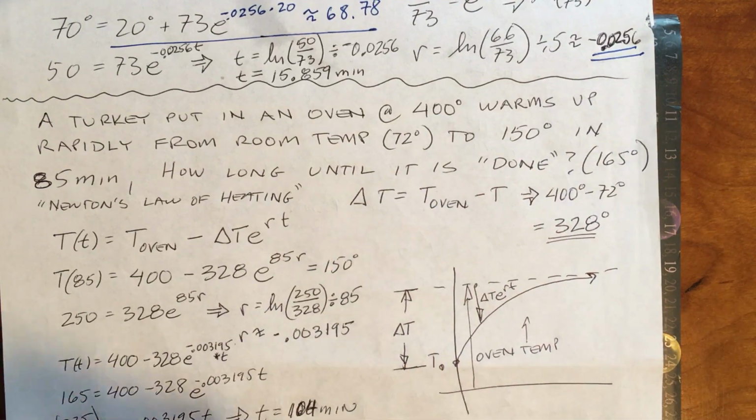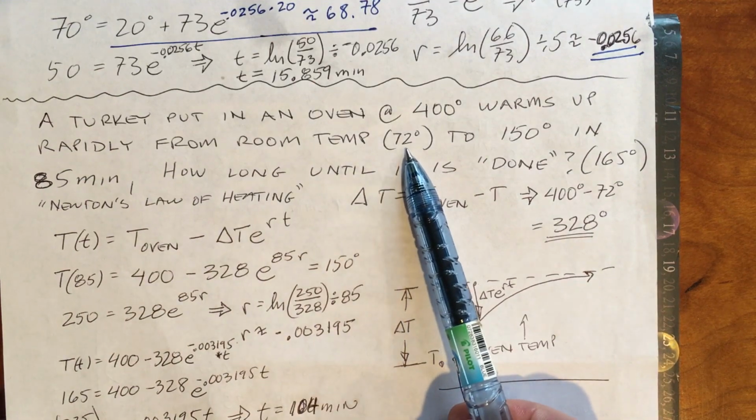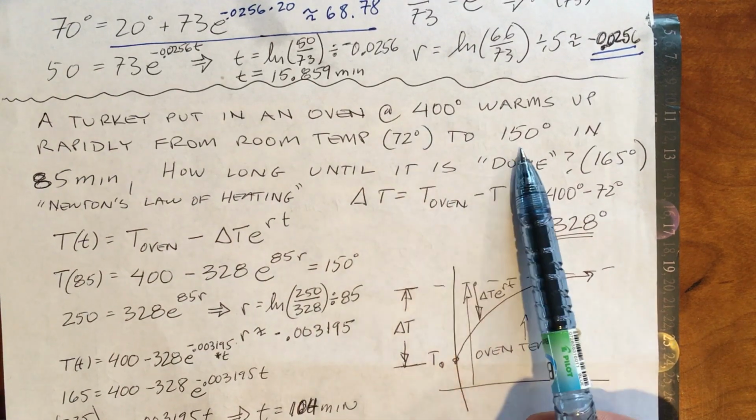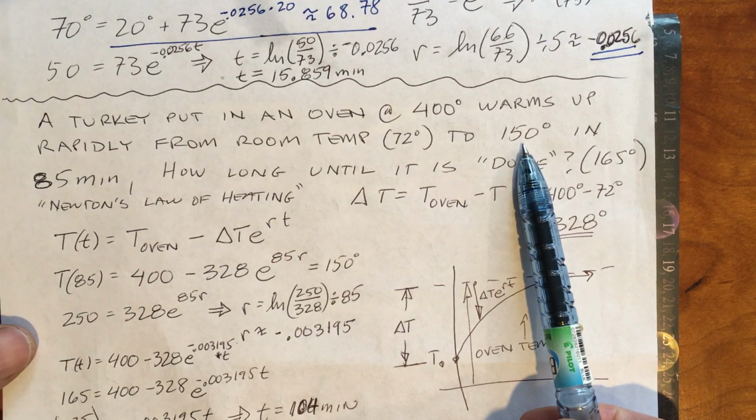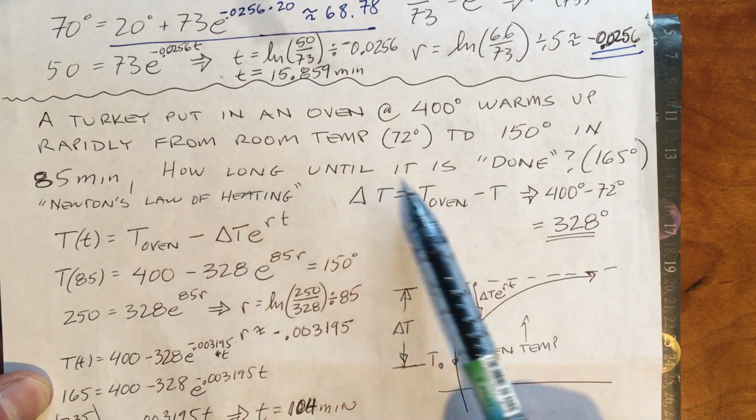So the turkey's obviously getting cooked, it's warming up. It warms up rapidly from the room temperature. This time we're in Fahrenheit because we're used to these temperatures here. Warms up to 150 in 85 minutes. Okay, how long until it is done?